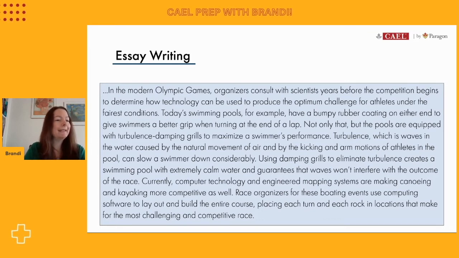So it says, in the modern Olympic Games, organizers consult with scientists years before the competition begins to determine how technology can be used to produce the optimum challenge for athletes under the fairest conditions. That's just an introduction to what we're talking about. So no examples yet. We better keep reading.